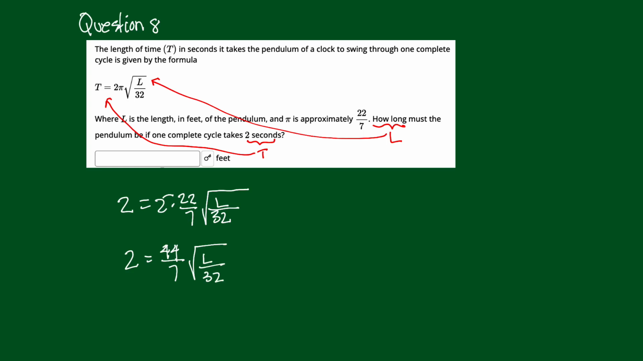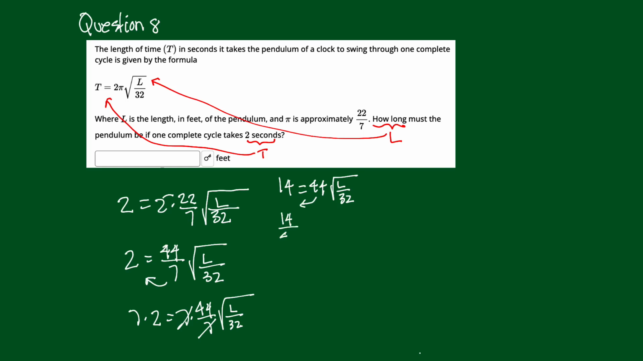And now I've got a fraction. I'm going to multiply both sides by 7. So here's what I'm going to do. 7 times 2, that's going to be 7 times 44/7 square root of L over 32. So we will get 14 is equal to, those 7's cancel, 44 square root of L over 32. Now, I think what I'm going to do here is divide by that 44. So I'll get 14 over 44 is equal to the square root of L over 32.